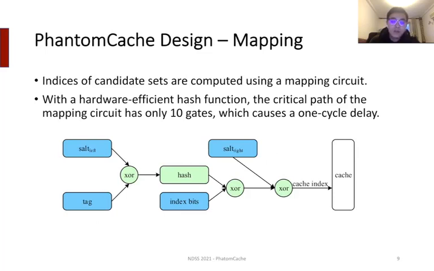Why we build our mapping function in this way, there are two reasons. The first is that with a hardware efficient hash function, the critical path of the mapping circuit has only 10 gates, and this can cause only a one cycle delay. The other reason we will explain later.